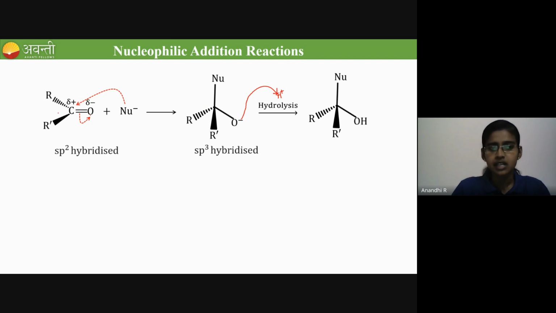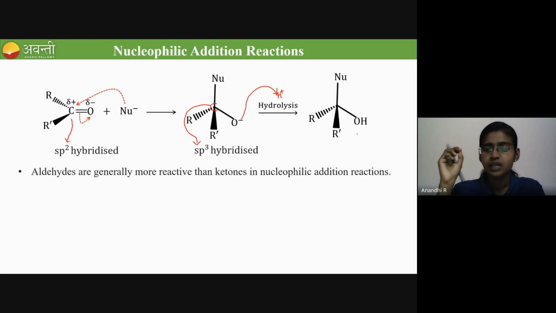So in the reactant, if you see, just now we have seen the hybridization of the central carbon is sp2. And after the addition of this nucleophile to the system, we are getting sp3 hybridization for the central carbon. So what is the geometry associated with sp3 hybridization? It is tetrahedral, right? So we are getting a tetrahedral intermediate over here. And then this on hydrolysis forms the tetrahedral product. Okay.